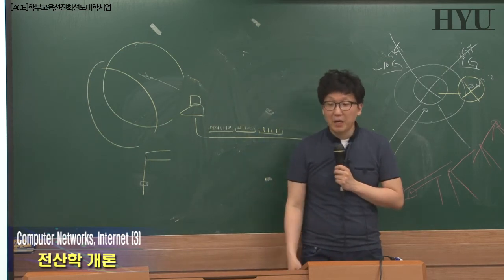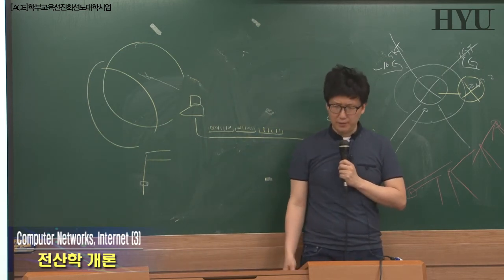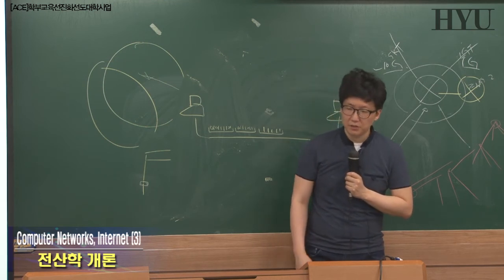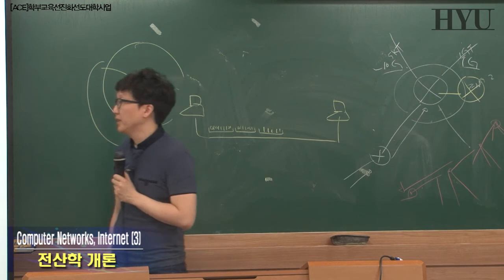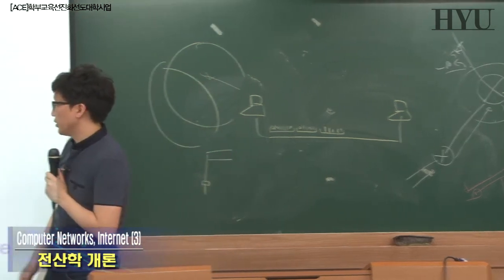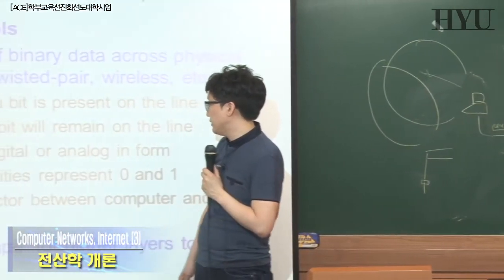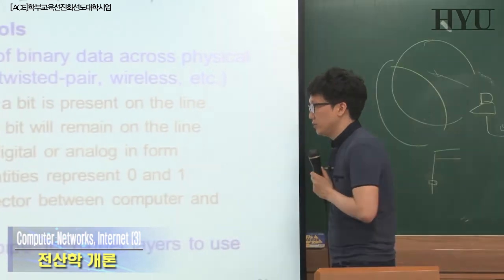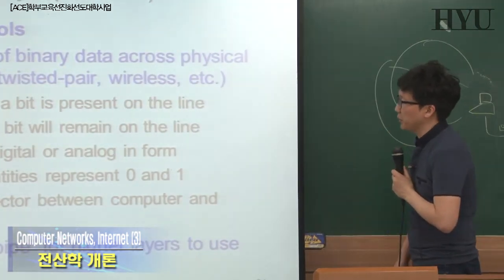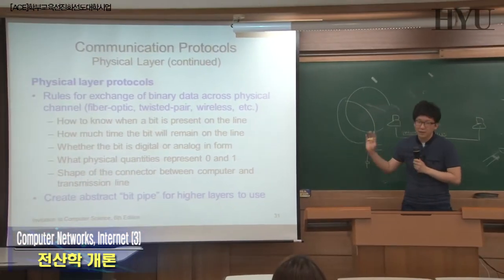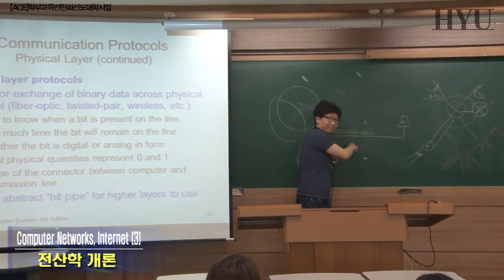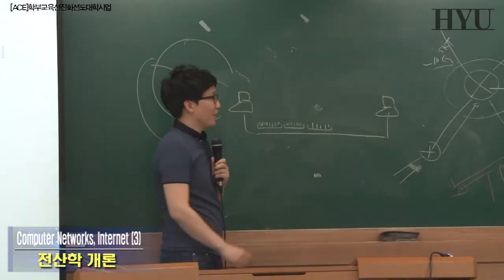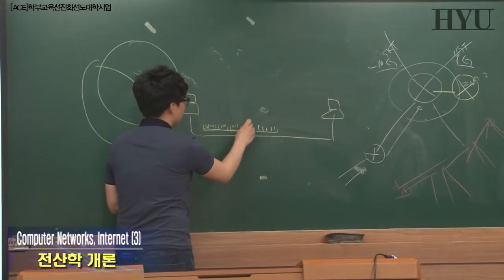Rules to exchange binary data across the physical channel, fiber optics, twisted pair, doesn't really matter. How to know when a bit is present on line, how much time, if the bit is digital or analog, what physical quantity represents 1 and 0, the shape of the connector between computer and transmission lines, blah, blah, blah. But whatever they say is meaningless. Some protocols allow you to send more bits in a single bucket.